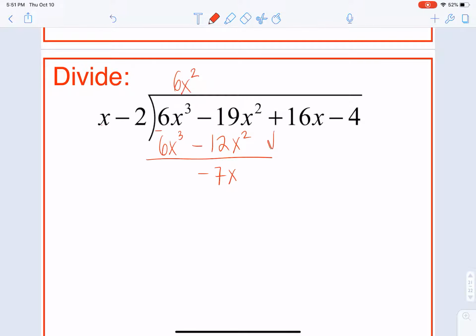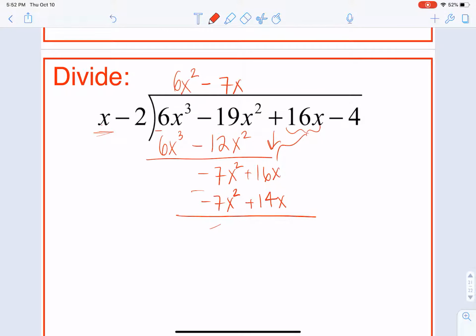I can go ahead and bring down my negative 7x squared. I can bring down my positive 16x. x times what is going to get me to negative 7x squared? That's going to be negative 7x. I have negative 7x squared plus 14x. When I bring down my 16 here, there's also an x. I can subtract. That's going to give me 0 here, and I'm left with 2x.